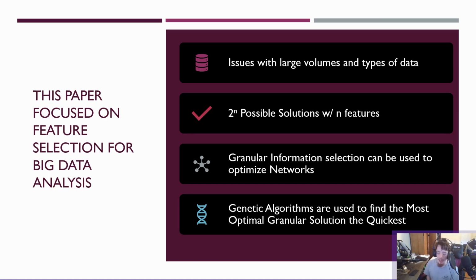But this paper takes an approach that's basically granular. So it takes pieces of it, not all of the data, but components of that, to allow for more flexibility. And it's used to optimize the networks as a whole because sometimes a portion of a data set is useful, or a portion of a feature is useful, but not all of it for your data analysis. It then further uses genetic algorithms to find the most optimal granular solution in the quickest manner. That's their whole goal, to really research and see if they can eliminate the human element from feature selection and do it faster than a human could.